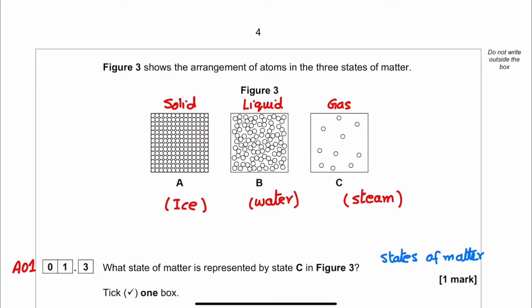1.3 is an AO1 question, and this question is from the states of matter. Which state of matter is represented by state C in figure number 3? We know that the particles of the matter are away from each other. The distance between them is much more as compared to B and A. Therefore, we will consider the state C as gas.